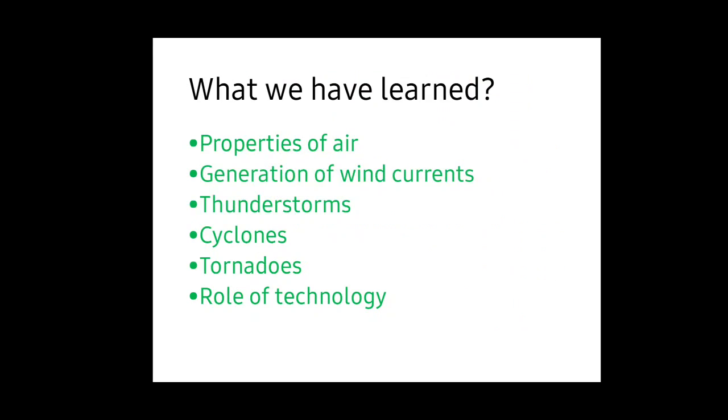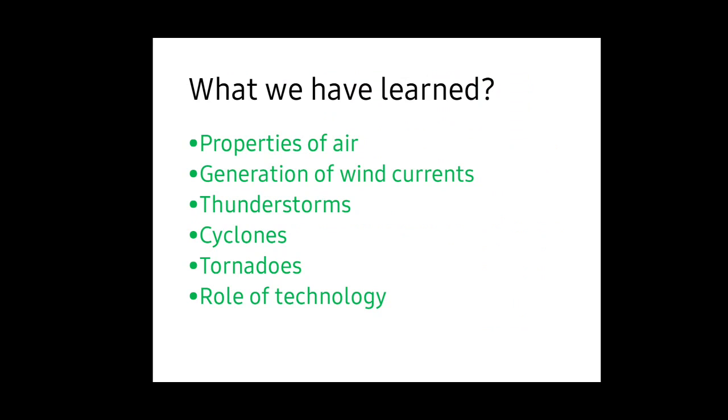What have you learned in this lesson? We started with the properties of air. The three properties: air exerts pressure, high speed wind is accompanied by reduced air pressure, and air expands on heating. These are the three properties we have learned. And the generation of wind currents: uneven heating between the poles and the equator, and uneven heating between land and ocean. These are the two situations that cause the generation of wind currents.